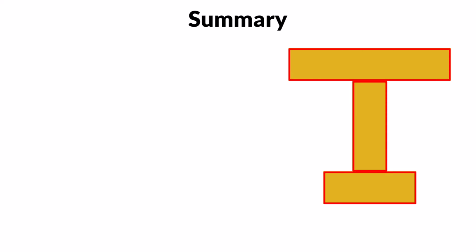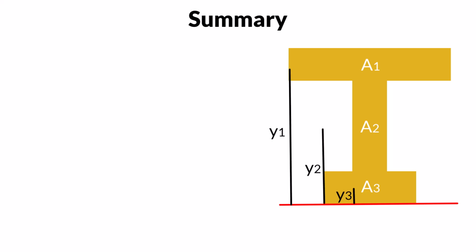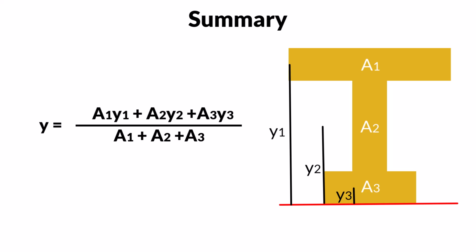Now let us summarize the overall process. It consists of 5 steps. Step 1. Divide the whole section into small geometrical sections. Step 2. Define a reference axis about which moment of each small area will be taken. Step 3. Find area of each small section. Step 4. Find moment arm of each small area up to the reference axis. Step 5. Put values of areas and moment arms in the formula and find the location of the centroid.